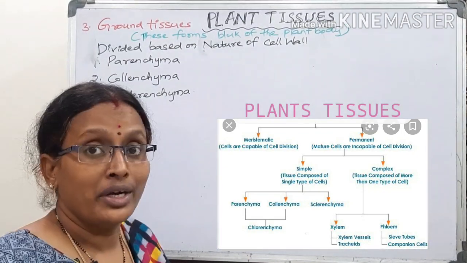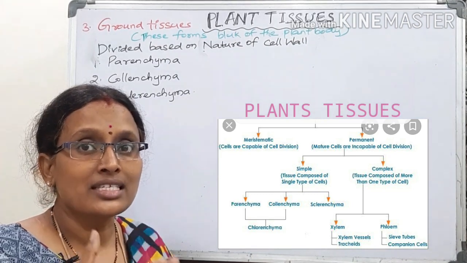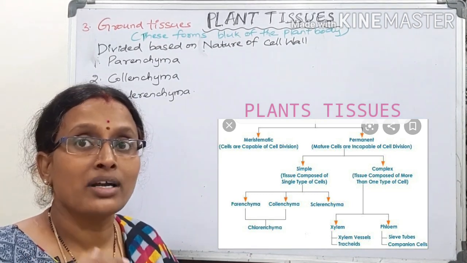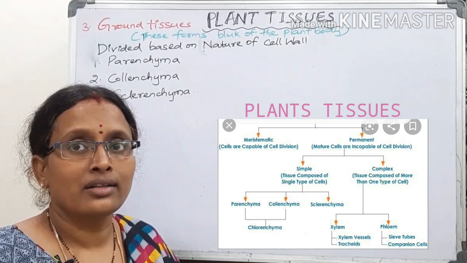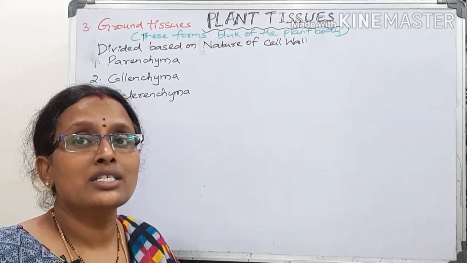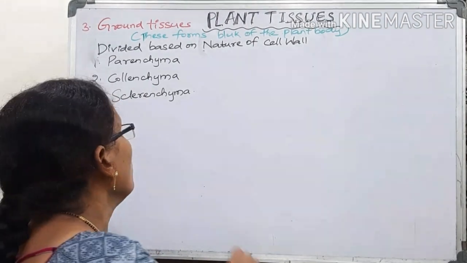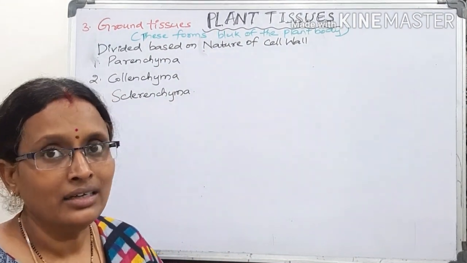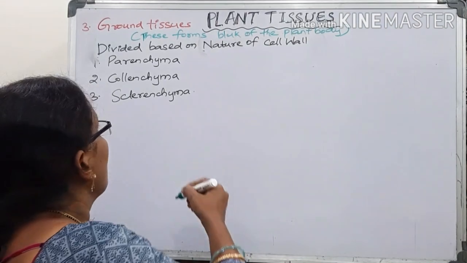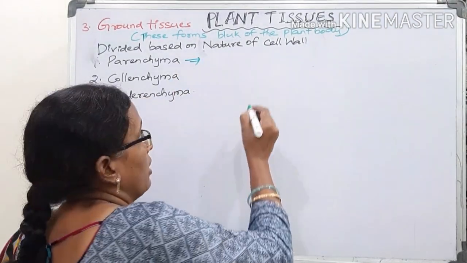Ground tissues are divided on the basis of cell wall. Some cells have a thin cell wall, some have a thick cell wall, and some have thick cell walls at the corners. Based on the thickness of the cell wall, they are divided into parenchyma, collenchyma and sclerenchyma.